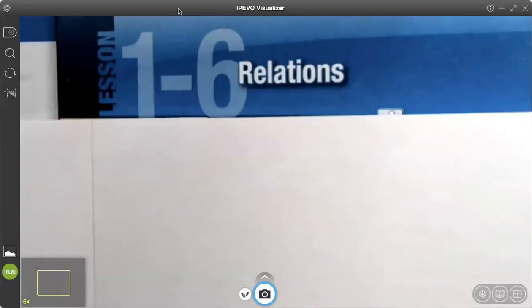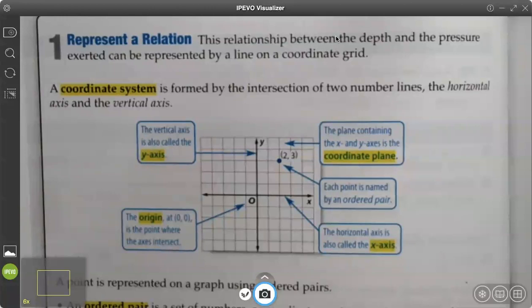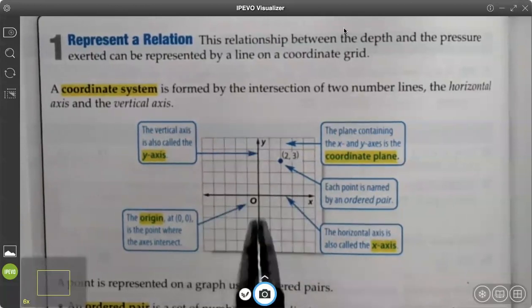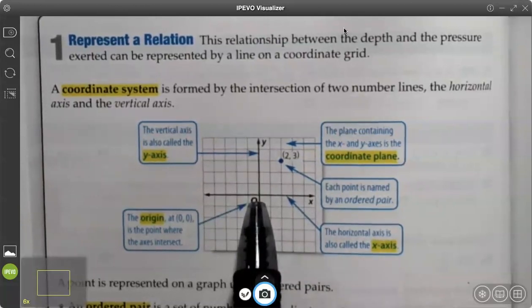This video is on relations. Some things we need to know. Coordinate system, quadrant 1, 2, 3, 4, x-axis, y-axis. Where they cross is the origin.